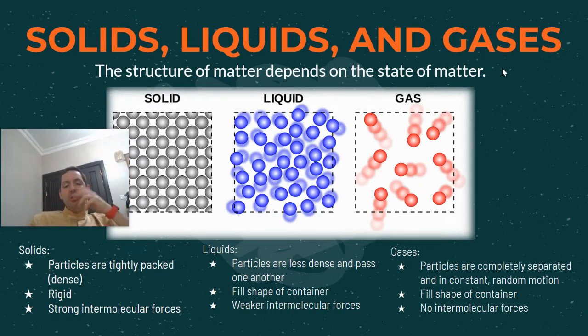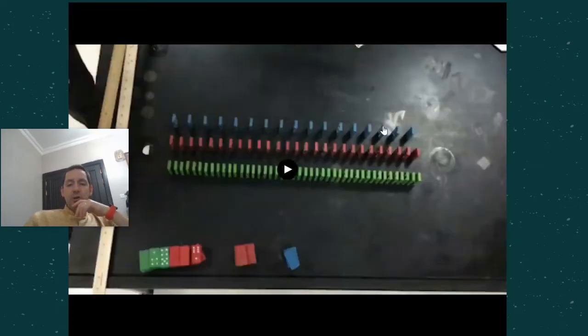Now, I'm going to show you a video here that I put together. This video shows dominoes. The green is representative of a solid. So when you have a solid, the dominoes, the particles, are very, very close together. In a liquid, the particles are a little bit more spread out. There's a little less interaction there. And then in a gas, that's the blue one, they're further apart. Hopefully you can see that here.